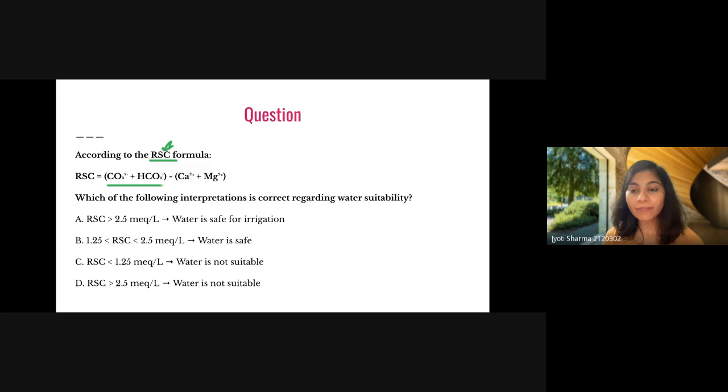Whenever we have the carbonate anions minus the cations, whenever we are subtracting this, then we have the formula of RSC. Then you have to tell me the standard by which we can tell whether water is suitable for irrigation or not. So this is 2.5, 1.5, and 2.5, more than or less than 1.25, or more than 2.5. Can you tell me which one is correct for the water suitability based on the RSC value?